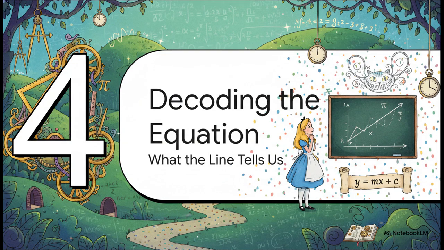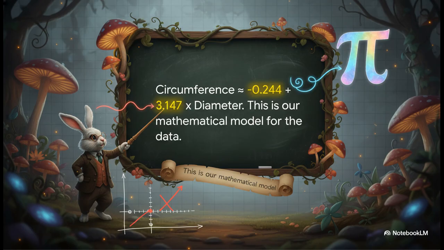But any line in math has an equation, a formula behind it. And that formula, well, that's where the secret we've been looking for is hiding. This is the equation for our red line. It's our model. It's saying that you can estimate the circumference by taking the diameter, multiplying it by 3.147, and then subtracting a tiny little bit, negative 0.24. Now what's that about? Well, that little number is the intercept. In a perfect world, a circle with 0 diameter should have 0 circumference, so the line should go right through the starting point. This tiny number shows us there's probably a small, consistent error in the measurements. But you know what? It's so close to 0, which is actually a fantastic sign.